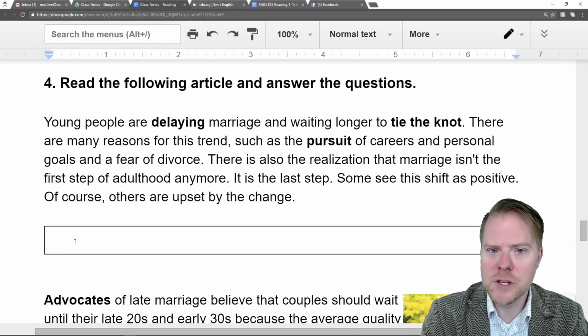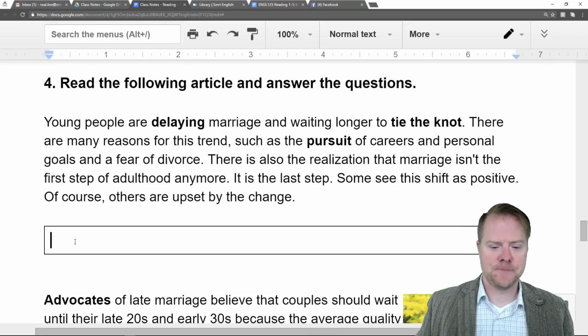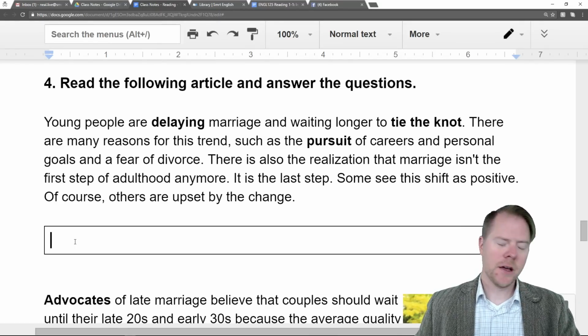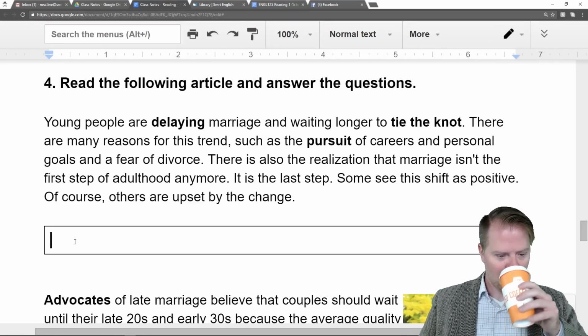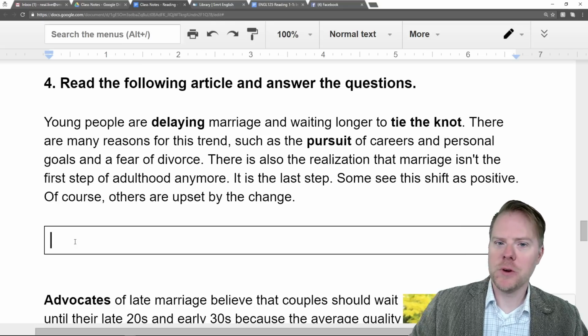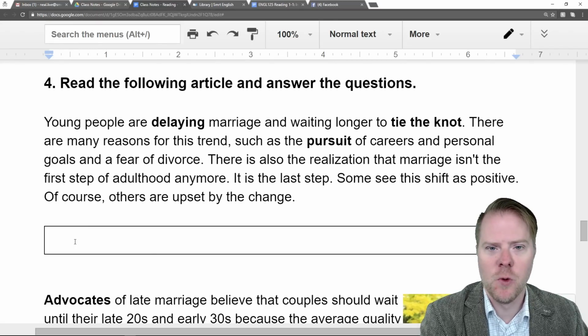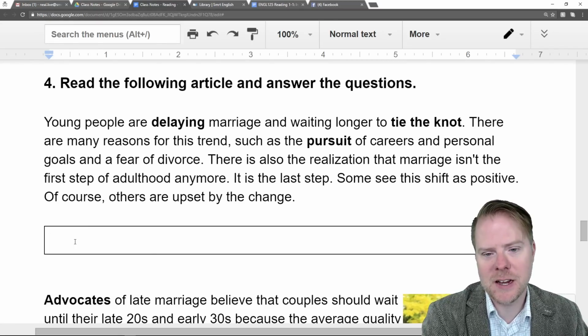So what do you think? What is a word or short phrase that could summarize just this first paragraph? And I'll wait for your answers. Not the whole article, not what we talked about before, but just this first paragraph. We're just concentrating on paragraph 1. What is a word or a short phrase that could summarize this paragraph?